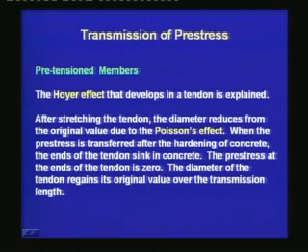Next, we shall talk about the Hoyer effect. The Hoyer effect that develops in a tendon is explained. After stretching the tendon, the diameter reduces from the original value due to the Poisson's effect. When the prestress is transferred after the hardening of concrete, the ends of the tendon sink in concrete. The prestress at the ends of the tendon is 0. The diameter of the tendon regains its original value over the transmission length. Let us try to understand this Hoyer effect by the example of a few sketches.